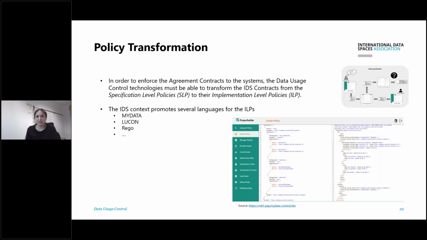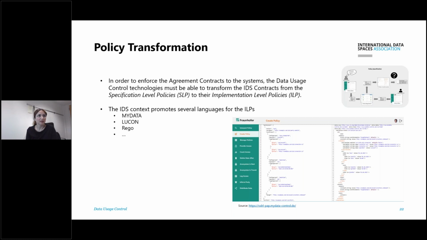Here at this point, we reach the point that we have the agreement. That is the policy that has to be enforced, that it has to be followed by all the parties, and the data can be transferred. But still there is another point that is optional. If the parties decide to use a usage control technology to enforce these policies in their systems, they have to consider the policy language that their usage control technology understands.